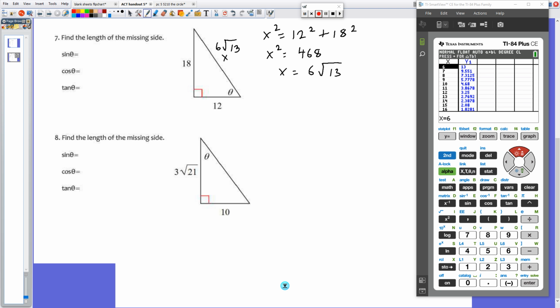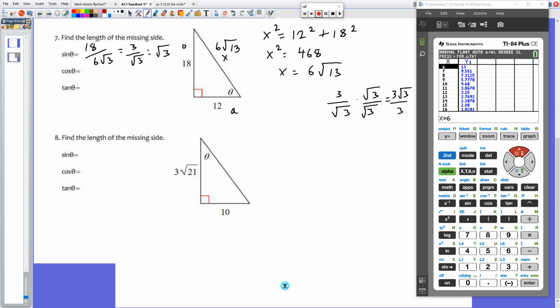Sine. Sine is equal to, let's see, there is theta, so here is my opposite, here is my adjacent. The 6 radical 13 is your hypotenuse. So opposite over hypotenuse. I'm going to reduce the 18 and the 6. That gives me 3 over the square root of 3. Come over here to the side with me. I'm going to multiply top and bottom by the square root of 3. That gives me 3 radical 3 over 3, and the 3's cancel. This is just the square root of 3.